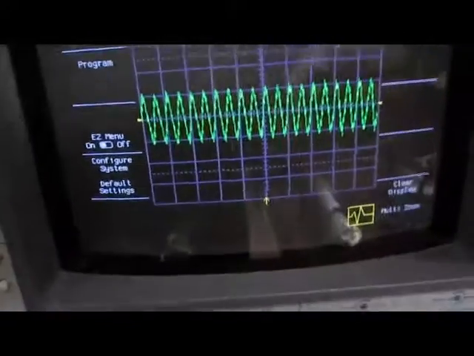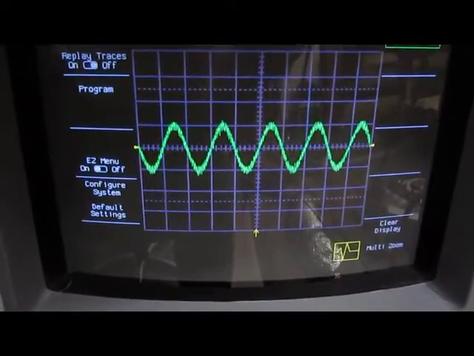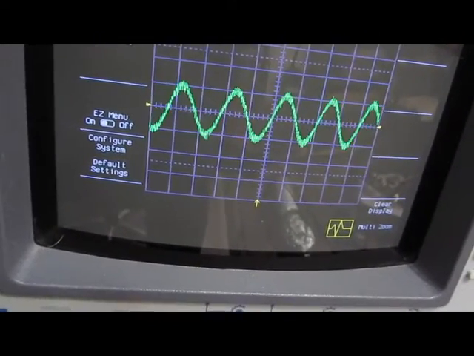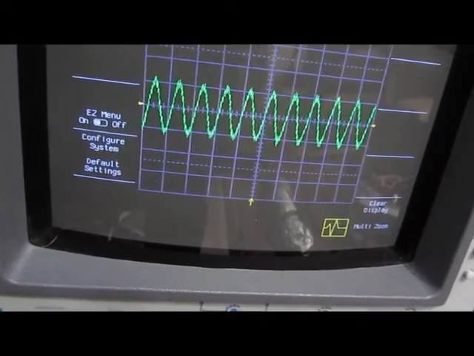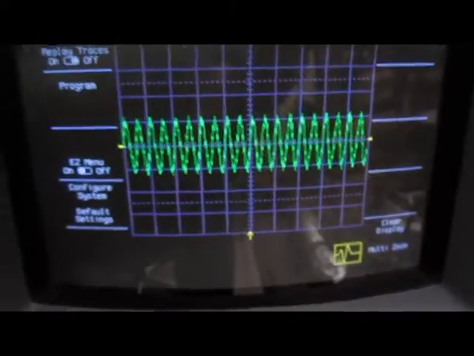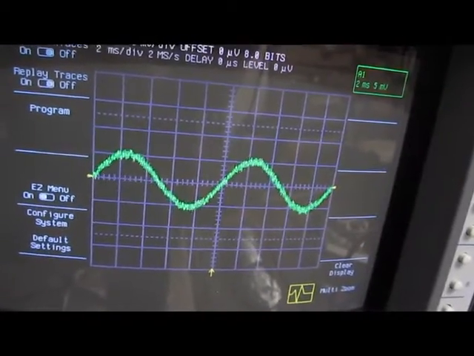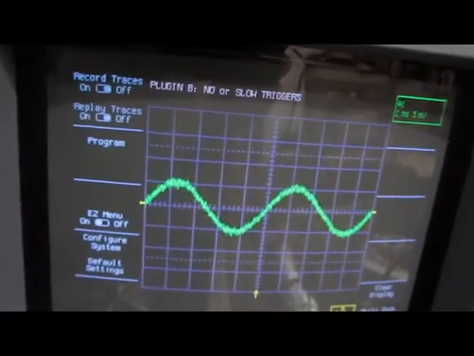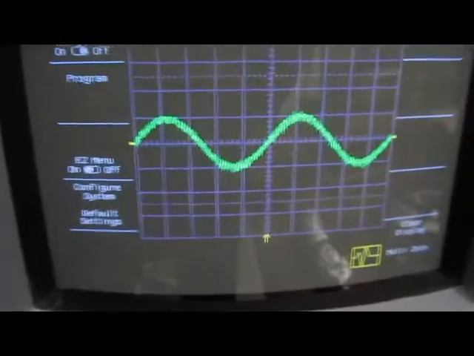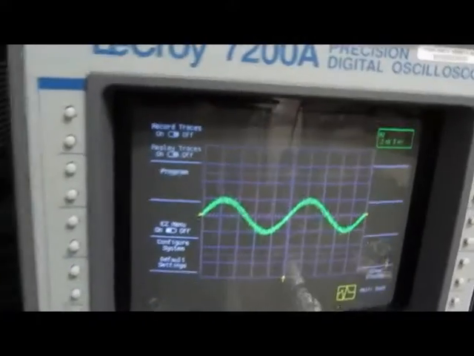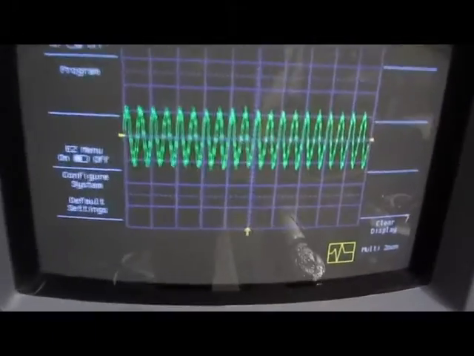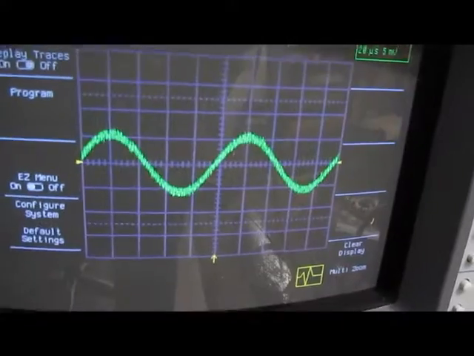This is at 10 hertz. This is 100 hertz. Here's 1000 hertz. 10 kilohertz.